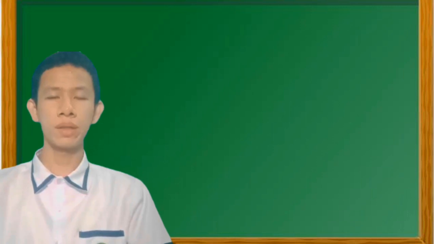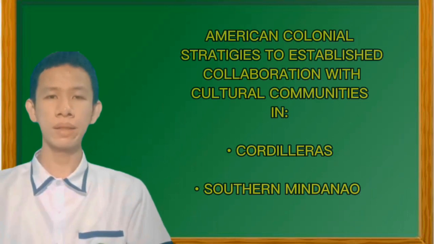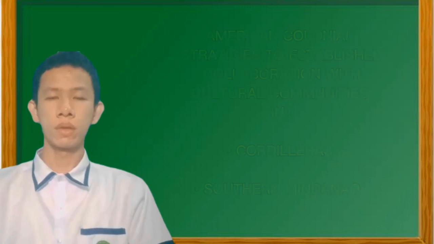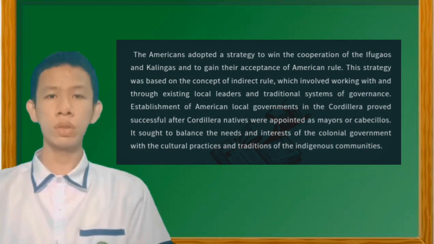Good morning, everyone. I will discuss the American colonial strategies to establish collaboration with cultural communities in the Cordilleras and Southern Mindanao regions of the Philippines. In the Cordilleras, the Americans used a strategy of military force and benevolent treatment to establish their rule.